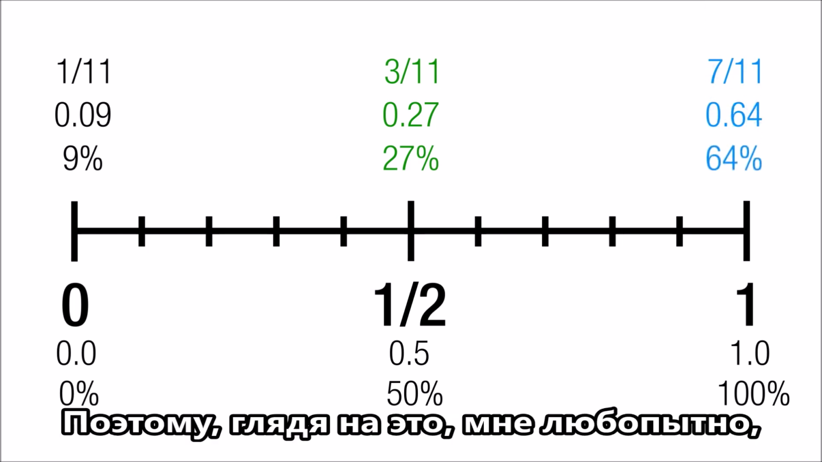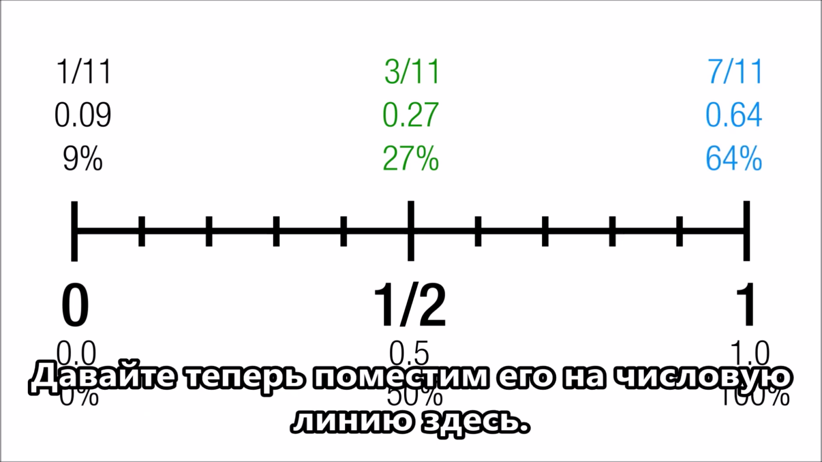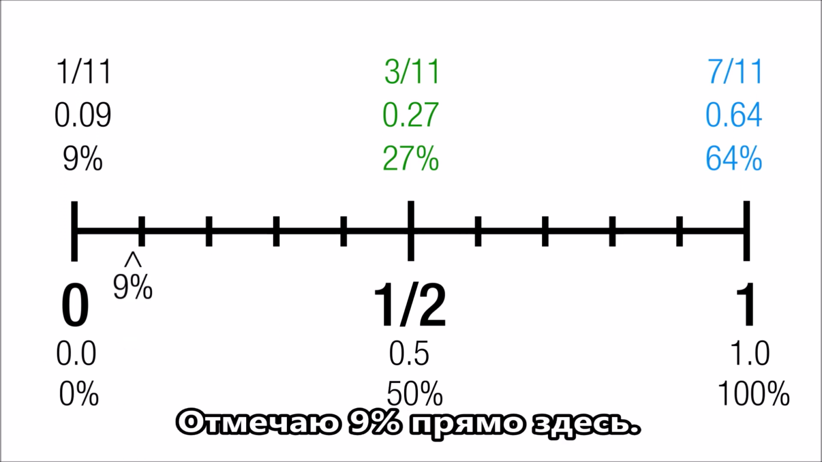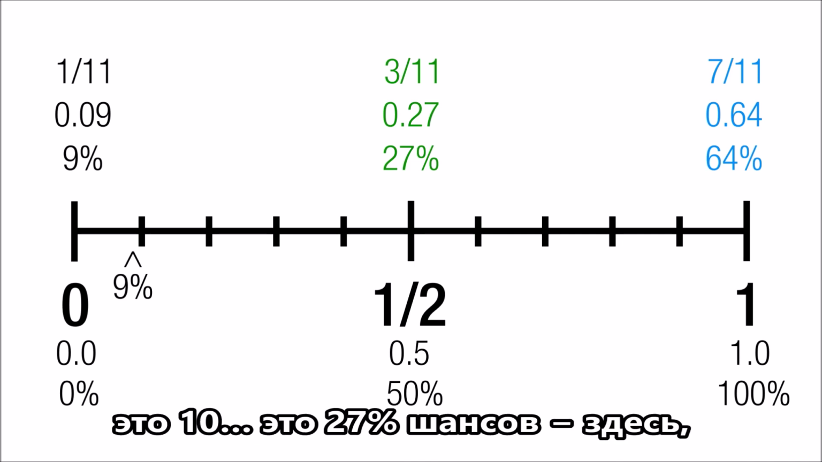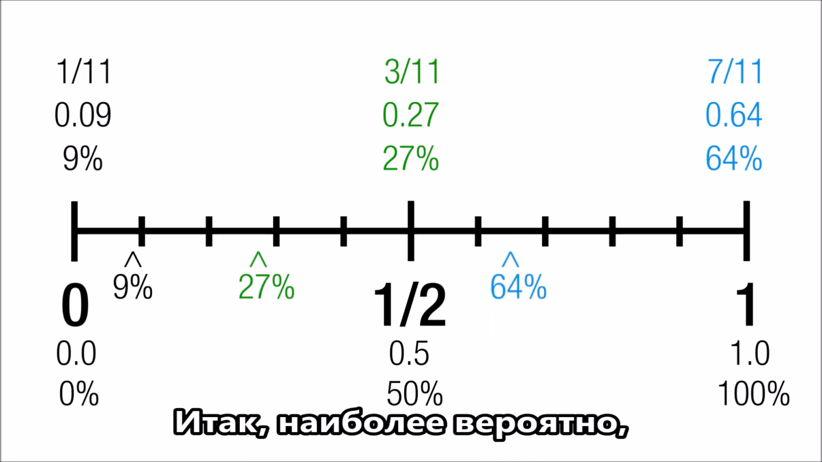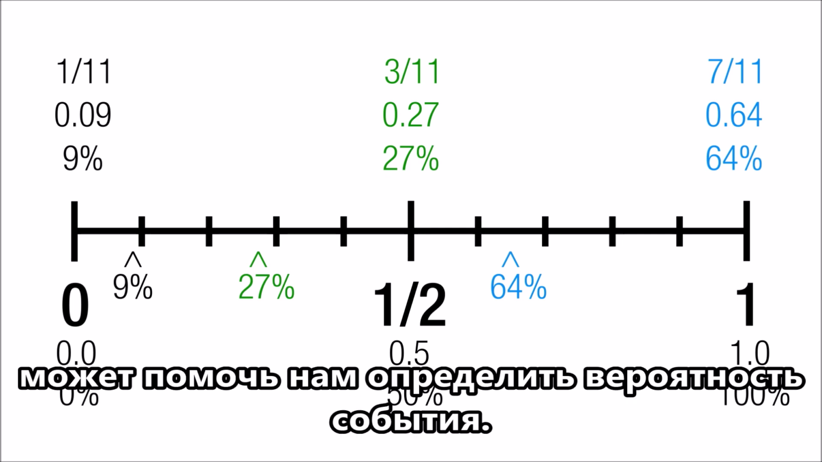So looking at this, I'm curious what my likelihood is of pulling a clear marble. Let's now place that on the number line here. I'd put 9% right about here. The green marble, let's see, that's 10, that's 20, 27% chance here. And the blue, that's 50, that's 60, so 64 would put me right about here. So it is much more likely that I'm going to pull a blue marble than I would a clear marble. So this is how the probability line can help us determine the likelihood of an event.